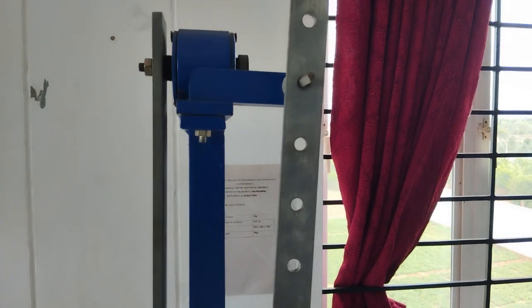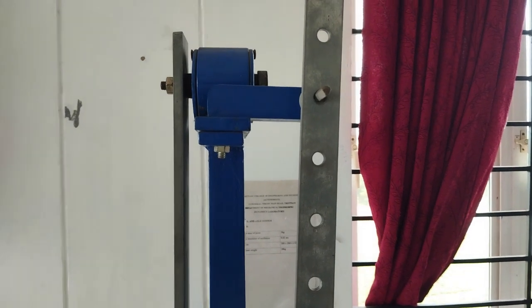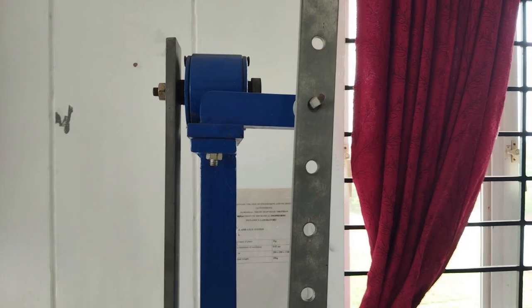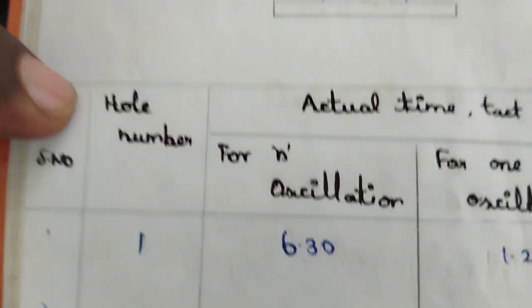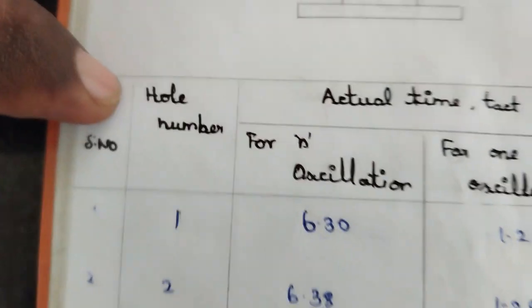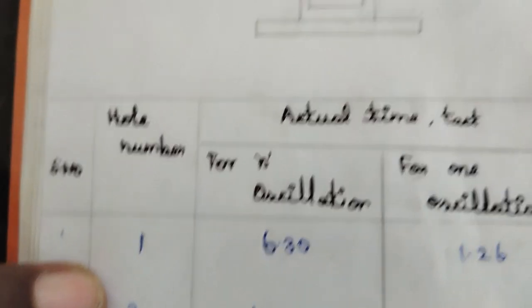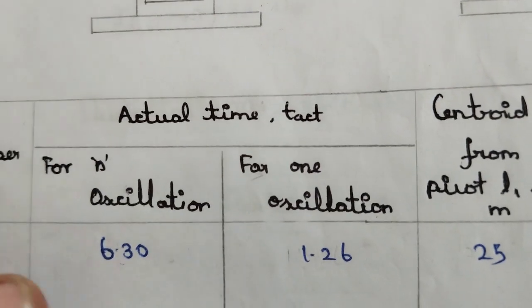These 10 oscillation readings are converted into one oscillation, and then finally we do the model calculation, and we get the I actual and I theoretical. So we have taken all the readings. Now we are going to see the model calculation. For hole number 1, the time for 10 oscillations is 6.5 seconds.